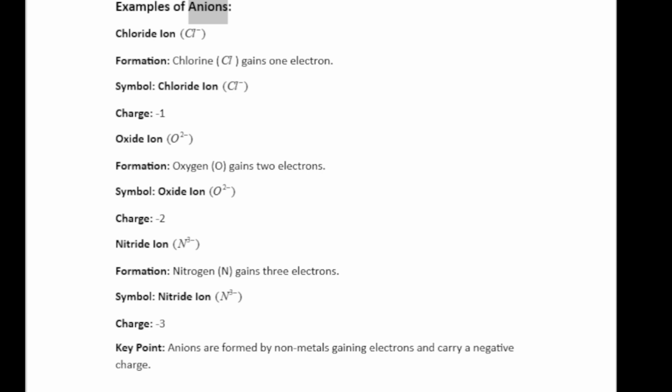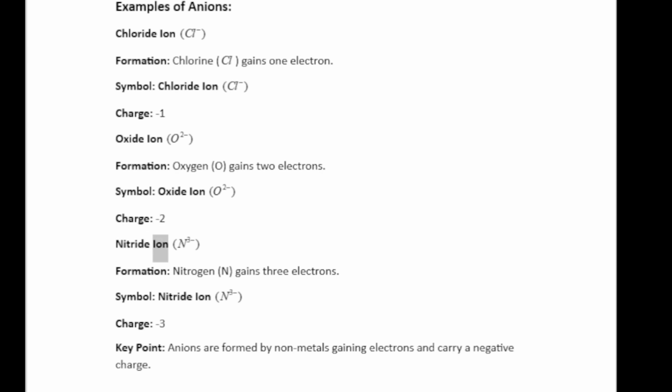Examples of anions. Chloride ion. Formation. Chlorine gains 1 electron. Symbol. Chloride ion. Charge. -1. Oxide ion. Formation. Oxygen, O, gains 2 electrons. Symbol. Oxide ion. Charge. -2.